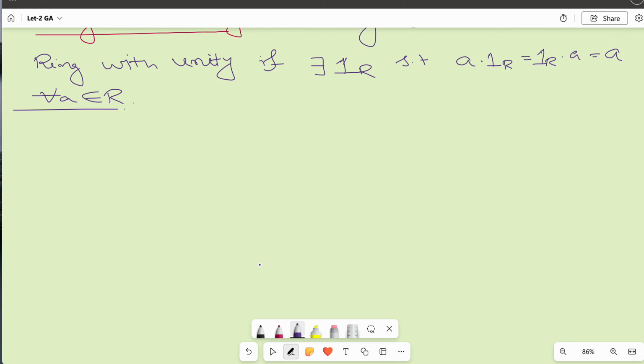So let's consider some examples. Suppose Z4, which has the classes 0, 1, 2, 3, with respect to addition modulo 4 and multiplication modulo 4. First of all, is it commutative?